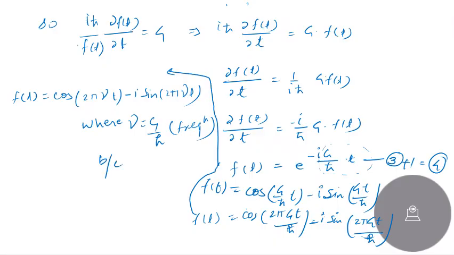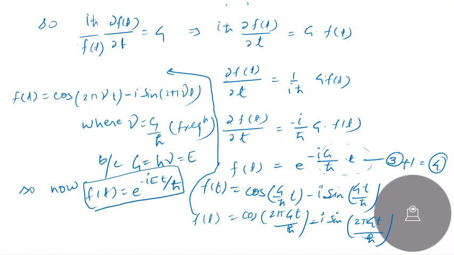Because here the dimension of g is equal to h into mu, which is having the dimension of energy. So we can replace g by E. So now f(t) will be e to the minus i E t upon h cut. Okay, this will be the value of f(t).